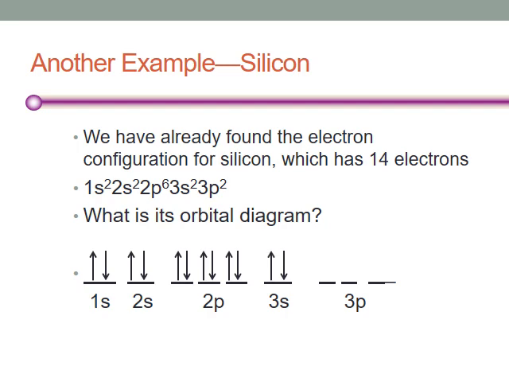We'll pair up in the 3s orbital. Now we have 2 more electrons in the 3p, 1 electron spin up, and we will follow Hund's rule and draw our second electron in the p orbital spin up as well. And that is our orbital diagram for silicon. Every element that has an electron configuration, you can also draw the orbital diagram. It takes a little bit longer, but it does provide more information.